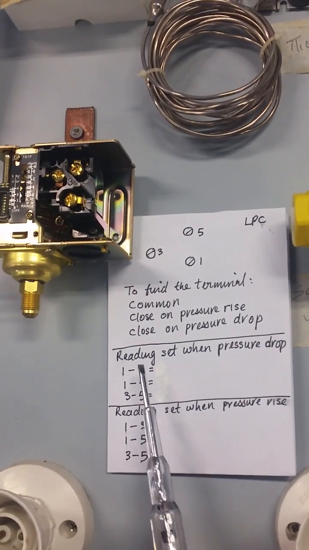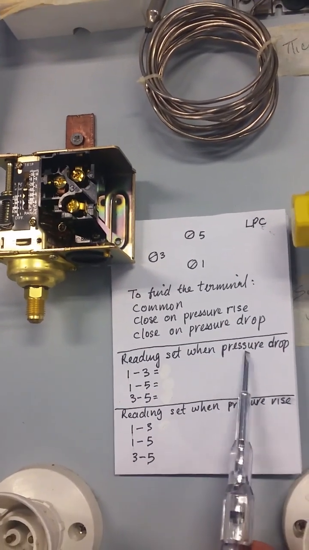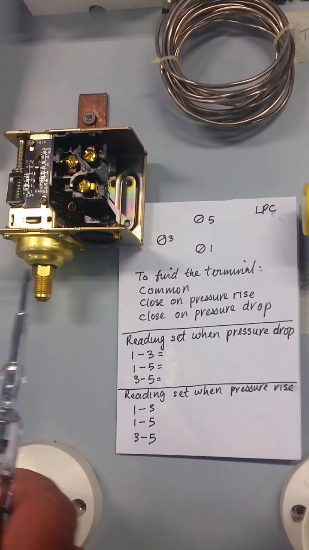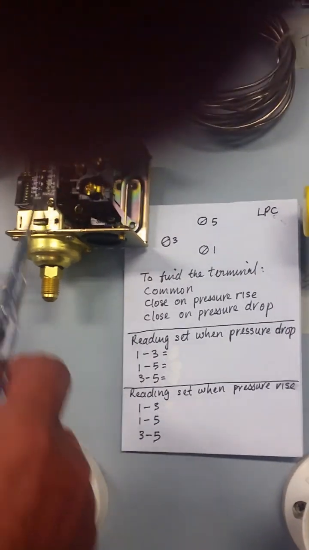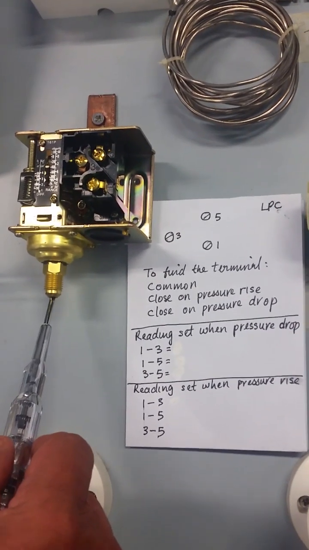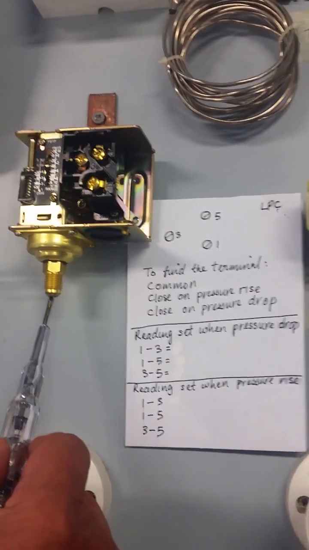First reading I'm taking is the reading set when pressure is dropped. At the moment the pressure is zero, but the set point is 40. So this means it's in the pressure drop position.